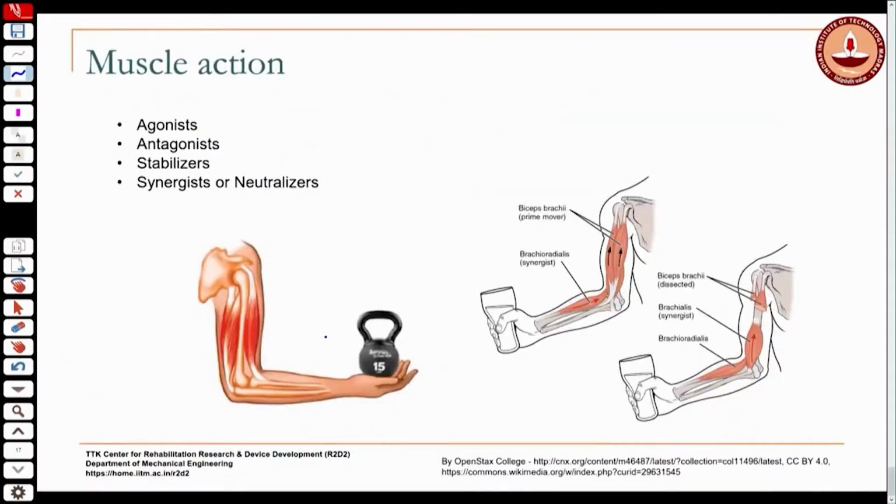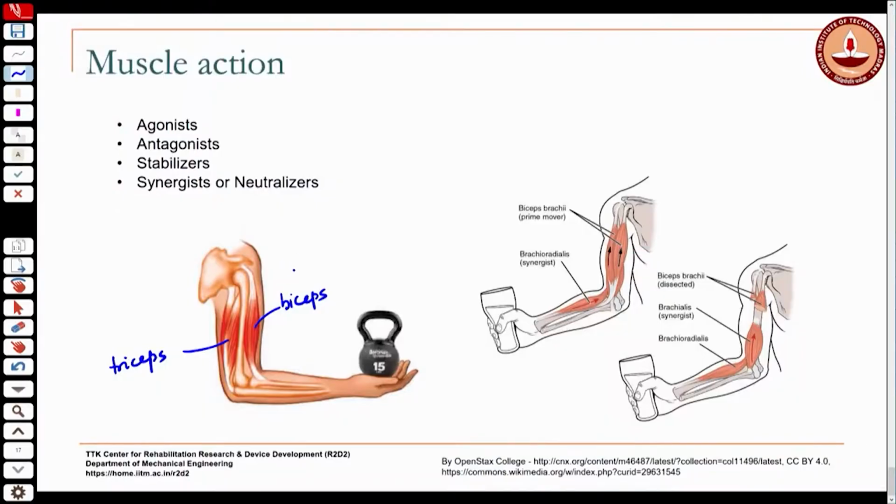Let us take this example of elbow flexion, where I am carrying a load and lifting it. So, I am lifting this load. The biceps, let us say this is the biceps, has to actively contract for me to overcome the resisting moment in concentric action. In this case, the biceps for this particular action is called the agonist muscle.